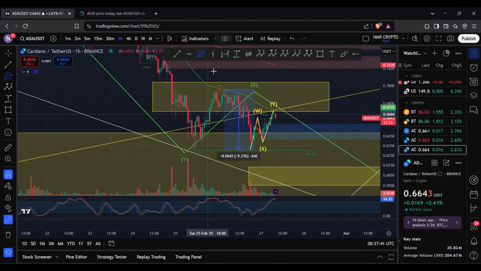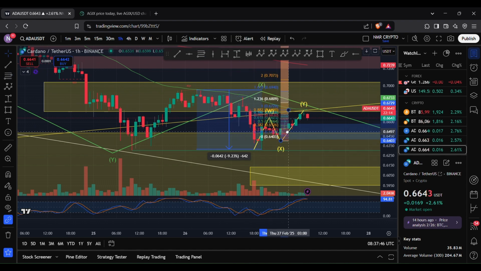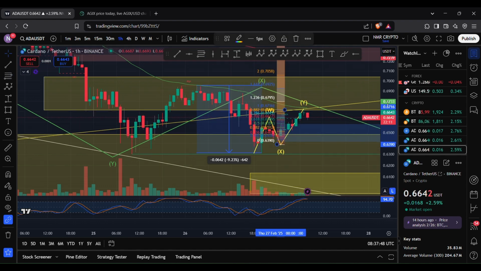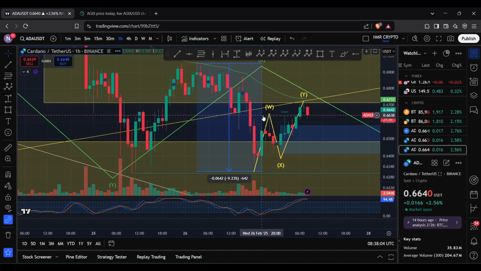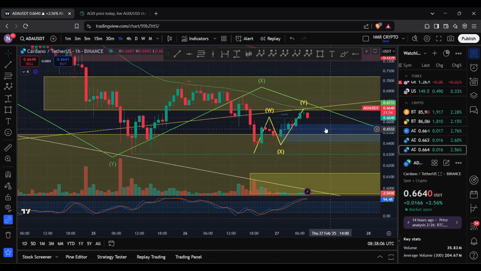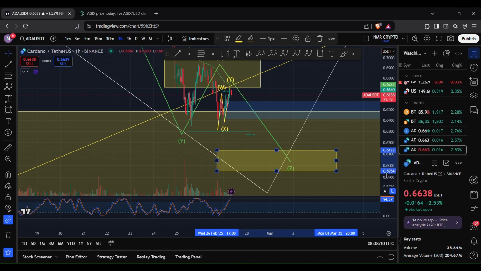And what we can do very quickly is check our wave Y targets. And our wave Y would typically be a 1 to 1.236 retracement of our wave W. And so anywhere within this region of 67 cents and 68 cents. And as you can see, that runs confluent with our 50 EMA. And so it is looking likely that we will get rejected at the 50 EMA and see a continuation to the downside, where we can potentially see ADA reach anywhere between 59 cents and 61 cents.